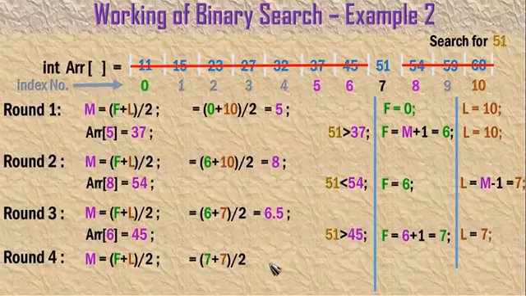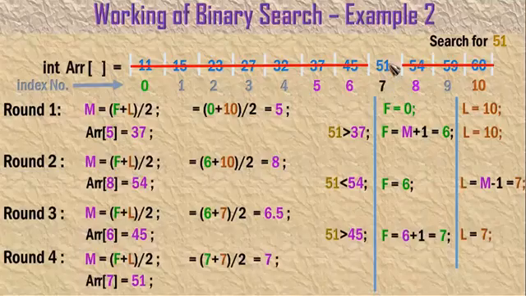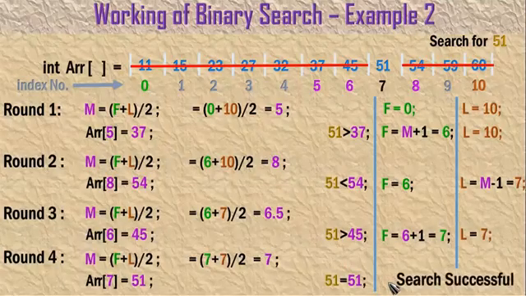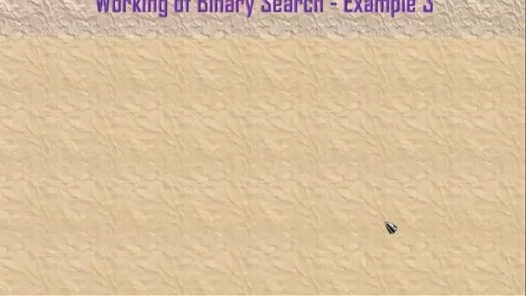7 plus 7 divided by 2 will be 7 itself. So we get 51 here, which is what we are looking for. It becomes successful. If some other element is at that place, then it becomes unsuccessful, as the first element and last element are both at the same index. Let us go to one more example.